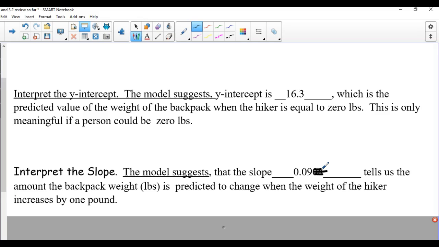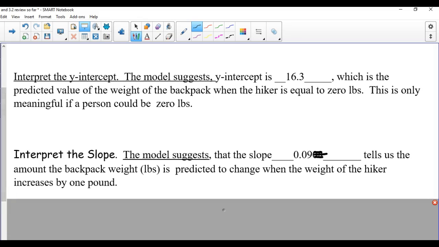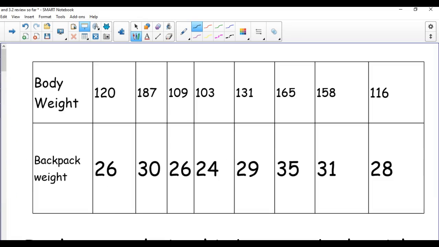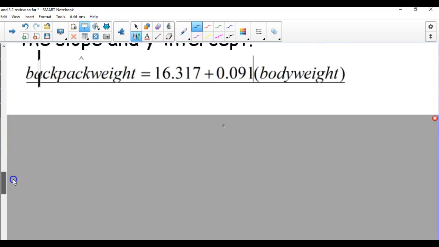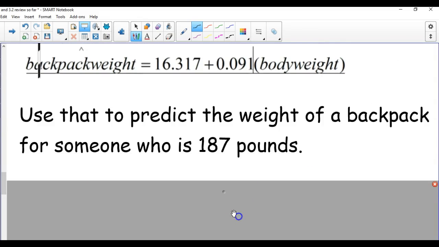So you can write it a couple other ways. Just make sure that you say the model suggests and something about it's a prediction or it's some kind of approximation. Next, what we covered is using that line for prediction, okay? So if we're going to use that line for prediction, use that to predict the weight of a backpack for someone who is 187 pounds. Pause it right now and figure that out.